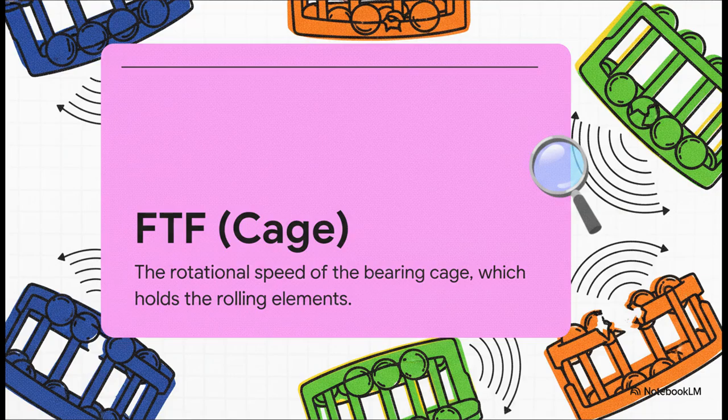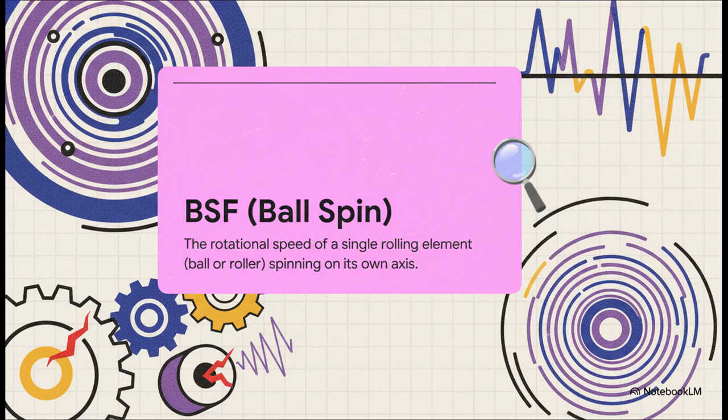Then there's FTF, or the fundamental train frequency. This one's all about the speed of the cage. That's the component that literally holds all the balls or rollers in their place. And listen, a problem with the cage can lead to a really catastrophic failure. So this frequency is our critical early warning system. And rounding out our big 4, we have BSF, or ball spin frequency. This is just what it sounds like, the frequency of a single ball or roller spinning on its own axis. If you've got a defect on one of those rolling elements itself, this is the signal it's going to send out. So there you have it, BPFO, BPFI, FTF, and BSF. These 4 frequencies are the key signals we are hunting for.